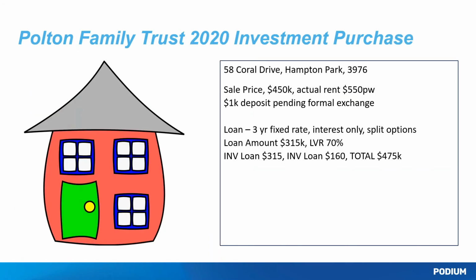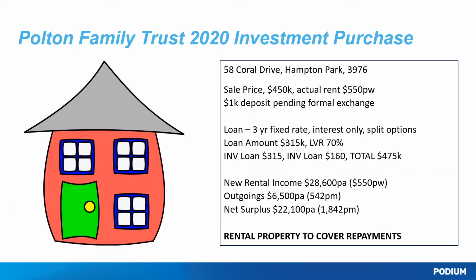Finally, we found a property where the rental income is going to cover the repayments. So that's the Polton family scenario, folks.